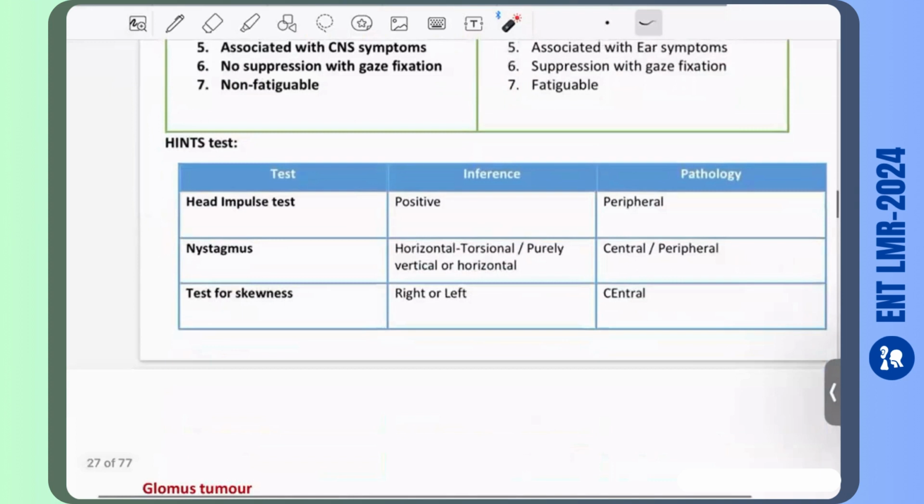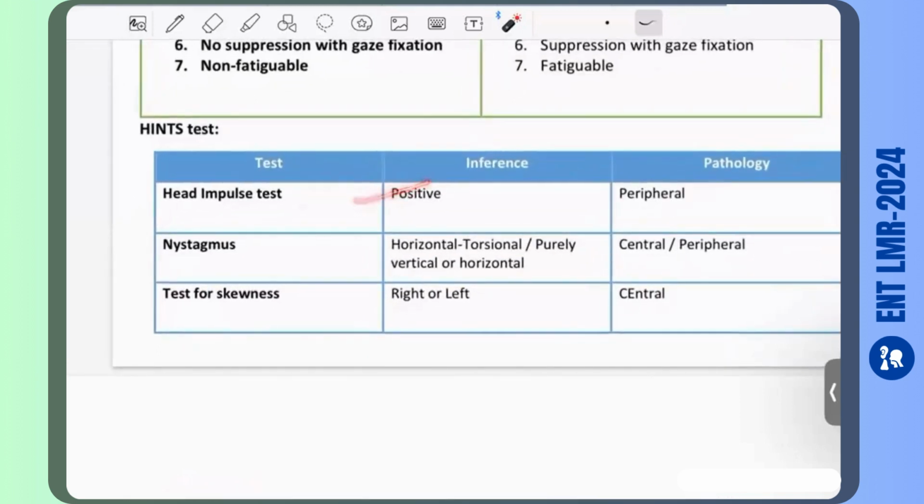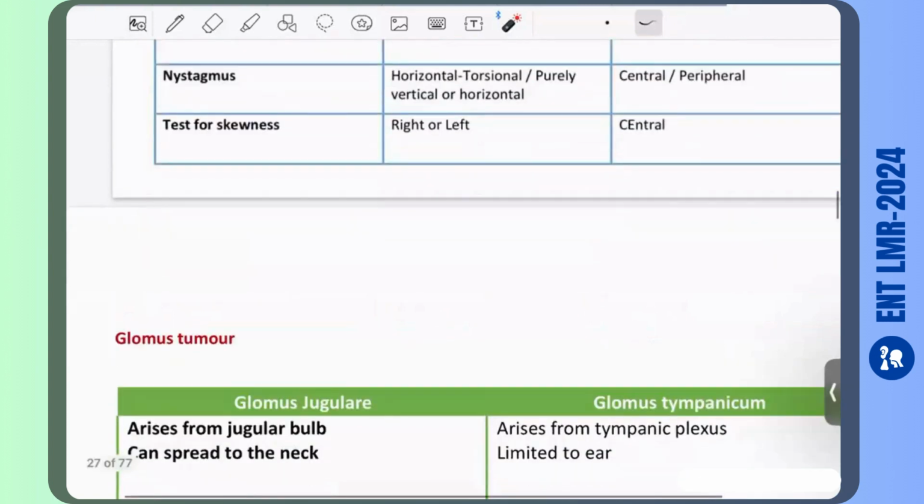We could do a few tests for finding out whether it is central nystagmus or peripheral nystagmus. The most important bedside investigations are the head impulse test, nystagmus, and test for skewness. If the head impulse test is positive, it is a peripheral nystagmus. If the test for skewness is positive, it is a central nystagmus. That's the most important thing. Nystagmus based on direction also tells us whether it is central or peripheral. So that's all about the HINTS test.